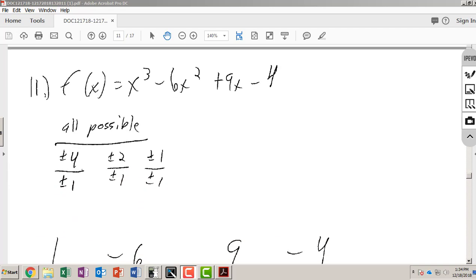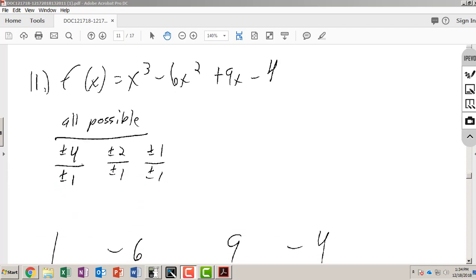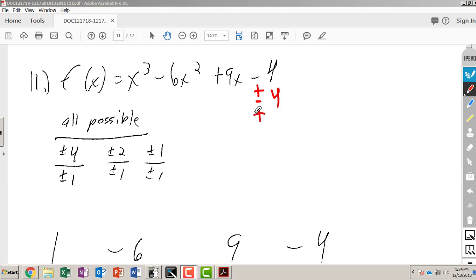When I look at number 11, I've got f of x equals x cubed minus 6x squared plus 9x minus 4. It says find a rational zero of the polynomial function, and use it to find all the zeros of the function. So notice again, here are all my possibilities. Here are my last term factors: plus or minus 4, plus or minus 2, and plus or minus 1.